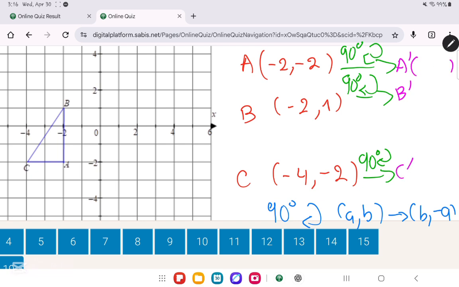Very simply, A prime, following the rule that (a, b) becomes (b, -a), will become (-2, 2). For B prime, following the same rule, it will become (1, 2). Finally, the last thing we have is C prime. Following the rule, C prime is going to become (-2, 4). So keep these in mind. I'm not going to plot them because I will move on to the second step, which is translation.